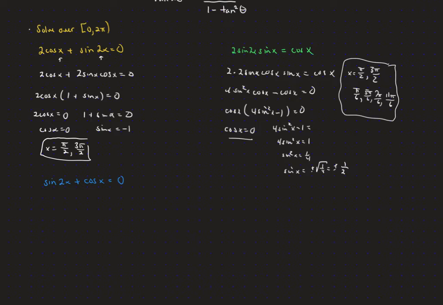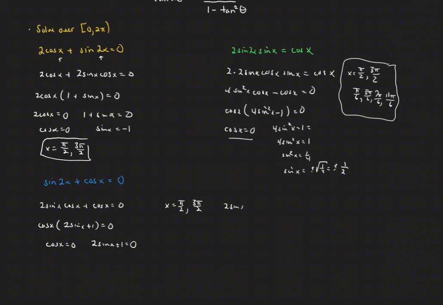Now the next one, we're going to again replace that sine 2x by 2 sine x cosine x. We still have the plus cosine x equals 0. We'll factor out that cosine x, leaving 2 sine x plus 1. So cosine x can be 0 or 2 sine x plus 1 is 0. If cosine x is 0, we're going to get pi over 2 and 3 pi over 2.